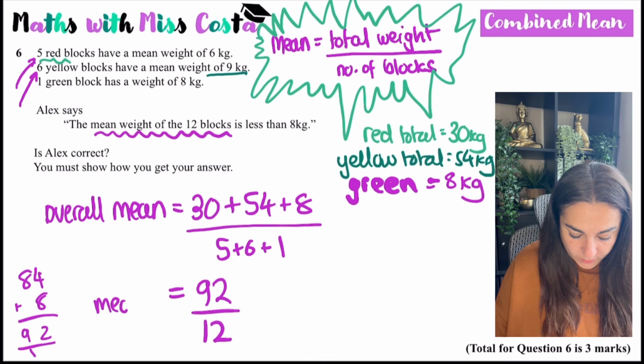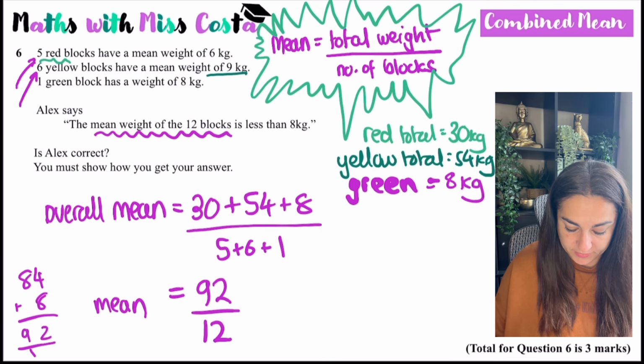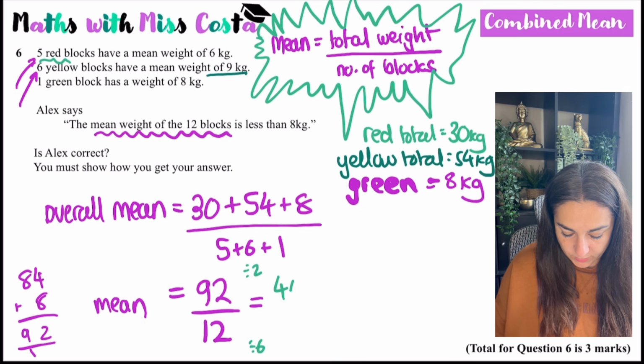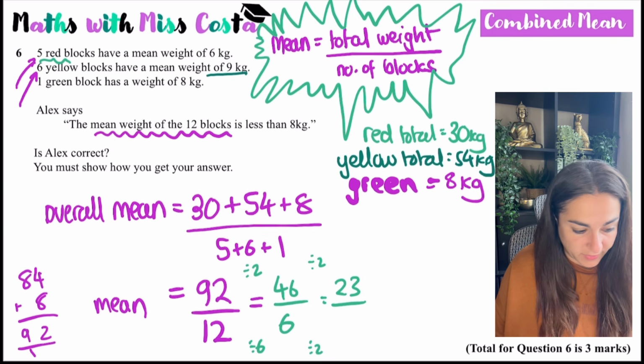So your overall mean is going to be 92 divided by 12. We want to simplify that, so let's divide it by 2. That would give you 46 over 6. Let's divide it by 2 again. That would be 23 over 3.